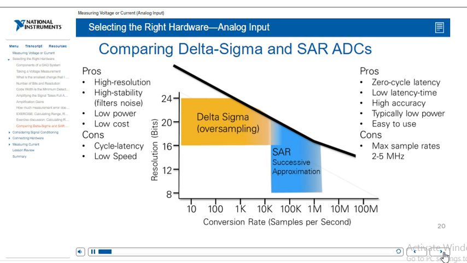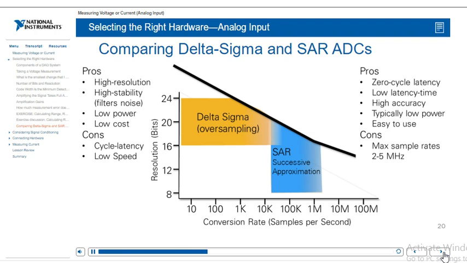So in this slide, we'll briefly cover the topics of delta sigma and SAR ADCs. This is mainly just to make you aware of the different types of ADCs, so if you want to know more, please take a look at the white papers listed in your participant guide.